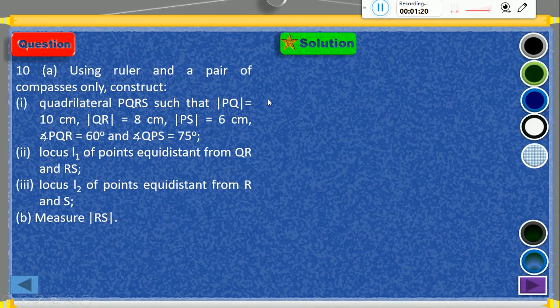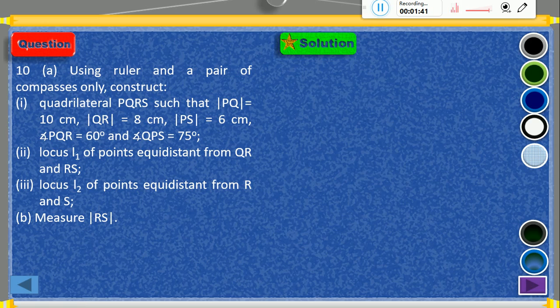Question number 10. Using a ruler and a pair of compasses only, construct quadrilateral PQRS such that PQ is equal to 10 cm, QR is equal to 8 cm, PS is equal to 6 cm, and angle PQR is 60 degrees, and angle QPX is equal to 75 degrees.